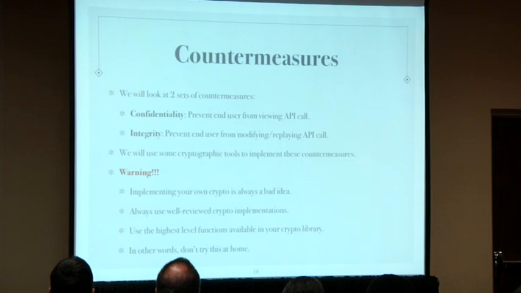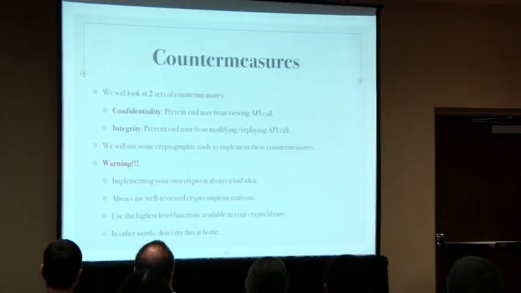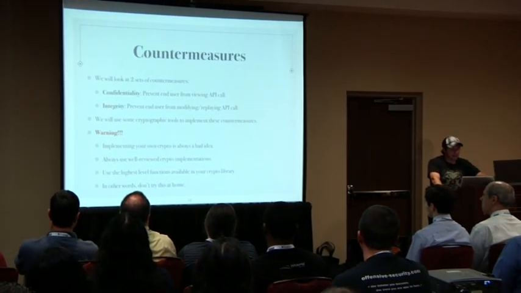So we're going to look at a couple different countermeasures. One is protecting confidentiality, which is going to prevent the end user from being able to view the API call. We also want to show you how to protect integrity, which is going to prevent the end user from modifying or replaying the API call. We're going to be using some cryptographic tools to implement these countermeasures.